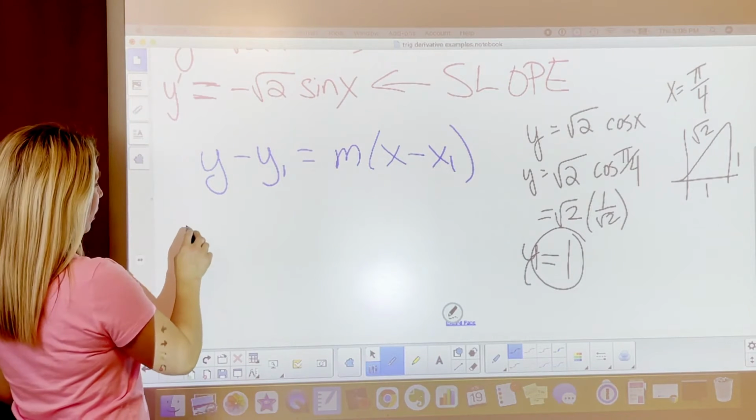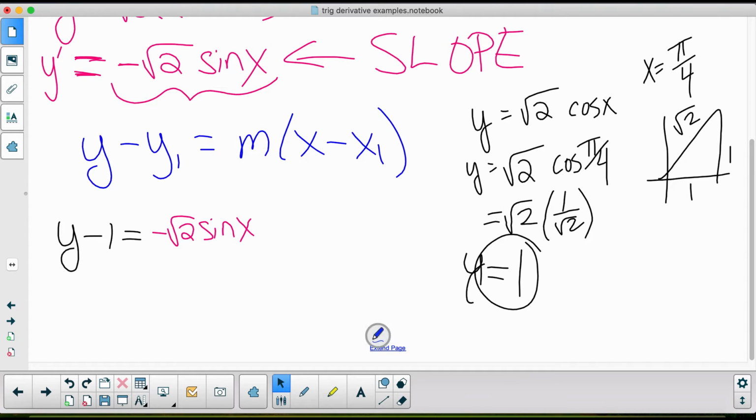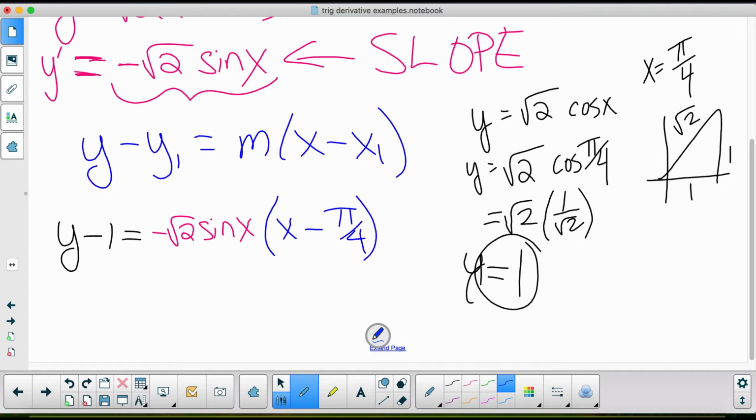So when we come back over here, we have y minus 1 equals, I'm going to leave the slope out for a minute. Well, actually, you know what? The slope is this piece right here. So I'm just going to put negative square root of 2 sine x, and then we'll plug him in just a minute. And then we have x minus pi over 4, because that's what we had. That's the x value they gave us.